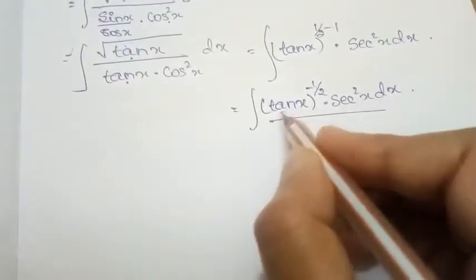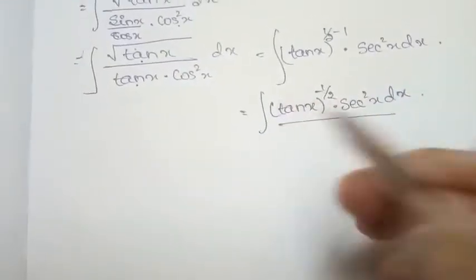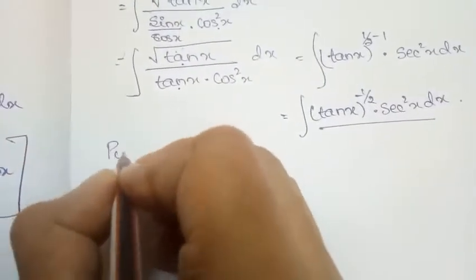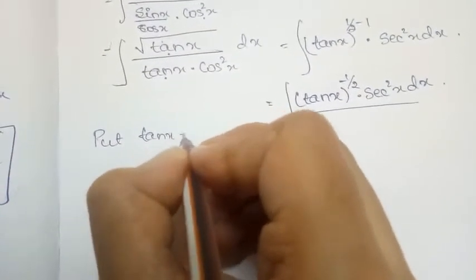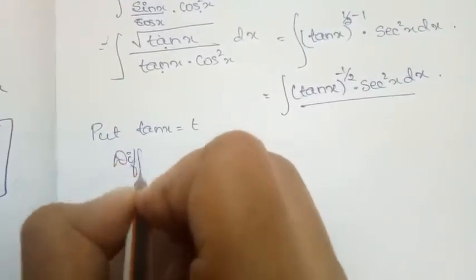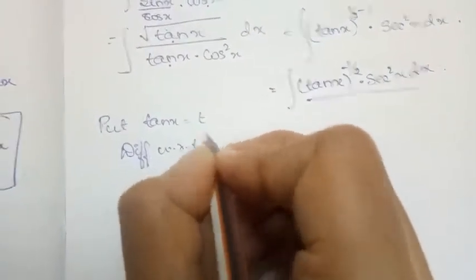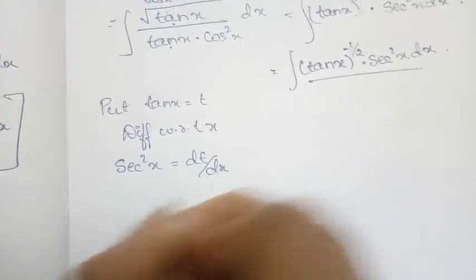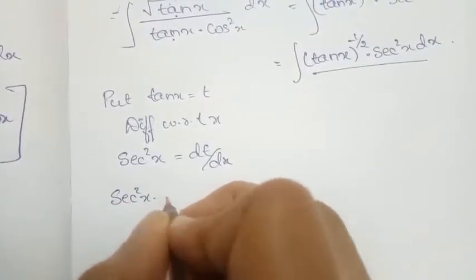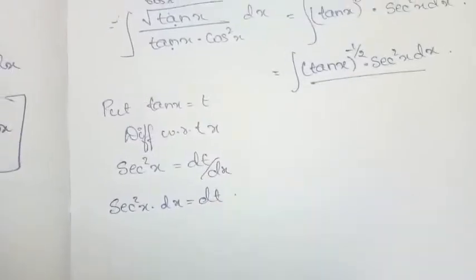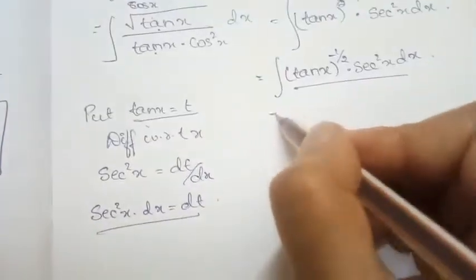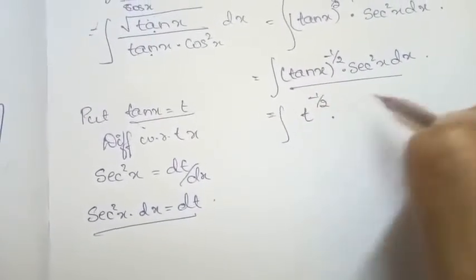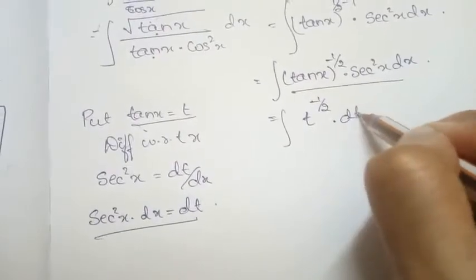Now at this stage we are going to do the substitution, because by looking here we have a clear idea that we have the derivative of tan x in the question itself. I am going to put tan x equal to t, and then differentiating with respect to x, the differentiation of tan x is secant square x, equal to dt by dx, so secant square x dx is equal to dt. Now I am substituting back into the above equation. It becomes t to the power minus 1 by 2 into secant square x dx, which is equal to dt.